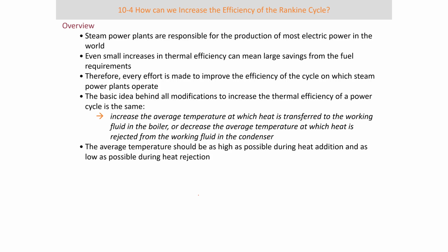The basic idea behind all modifications is the same: increase the thermal efficiency of a power plant cycle. Increase the average temperature at which heat is transferred to the working fluid in the boiler, or decrease the average temperature at which heat is rejected from the working fluid in the condenser. The average temperature should be as high as possible during heat addition, as well as as low as possible in heat rejection.